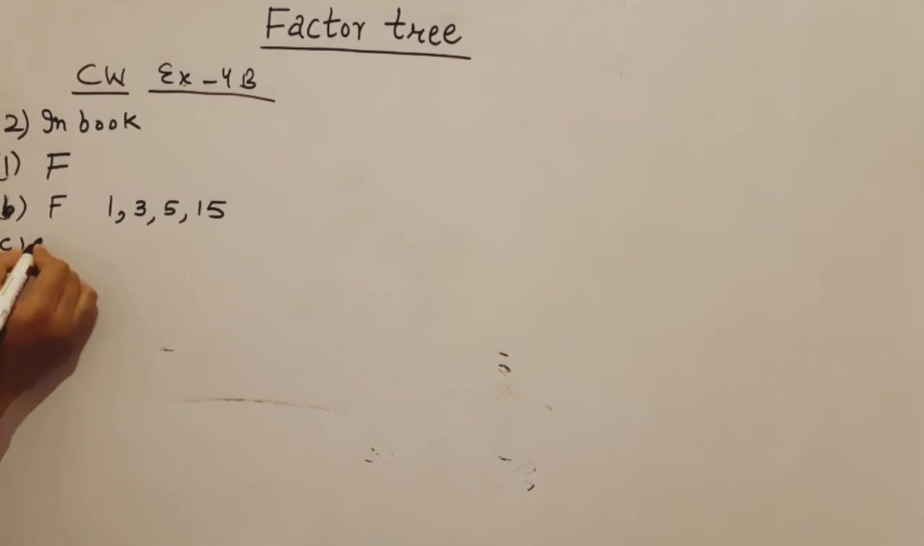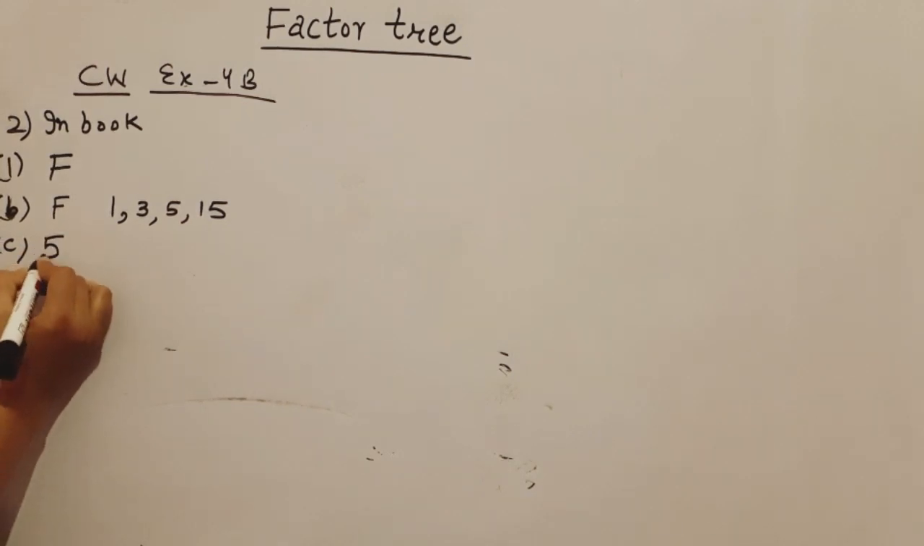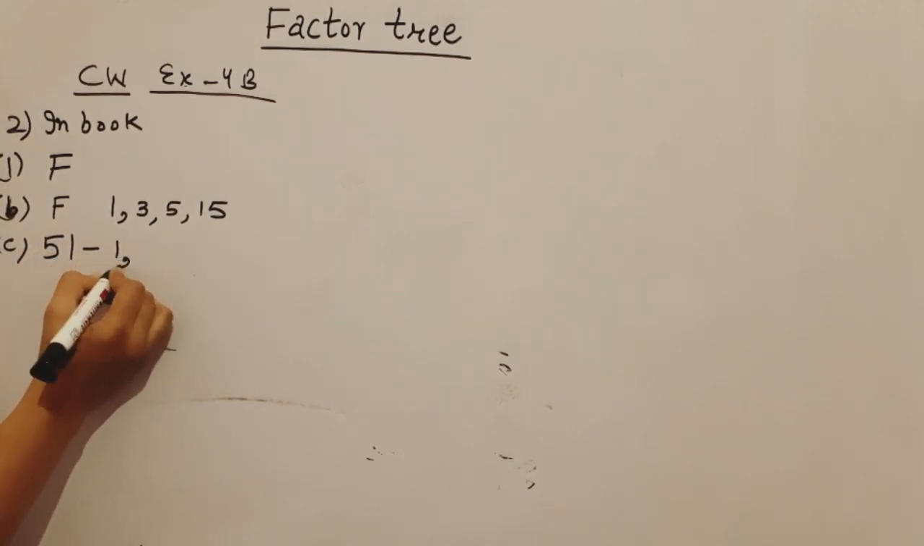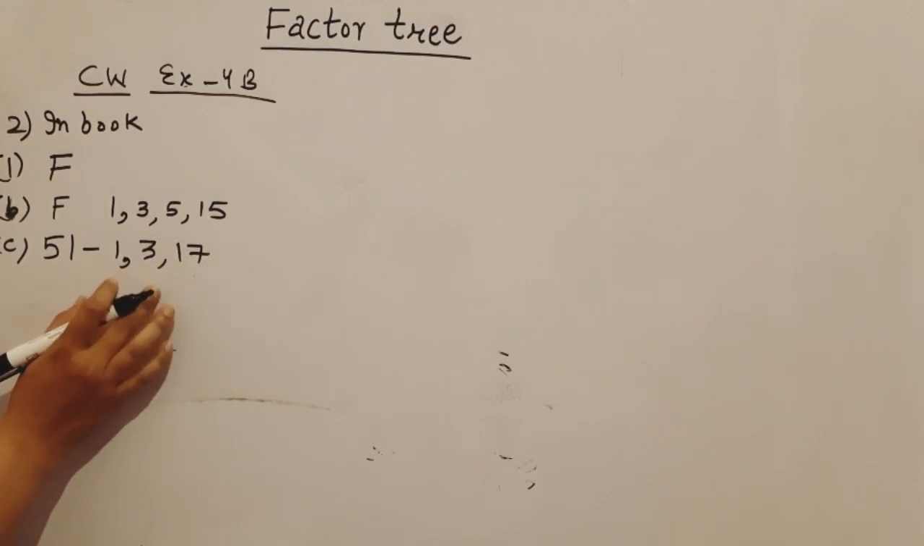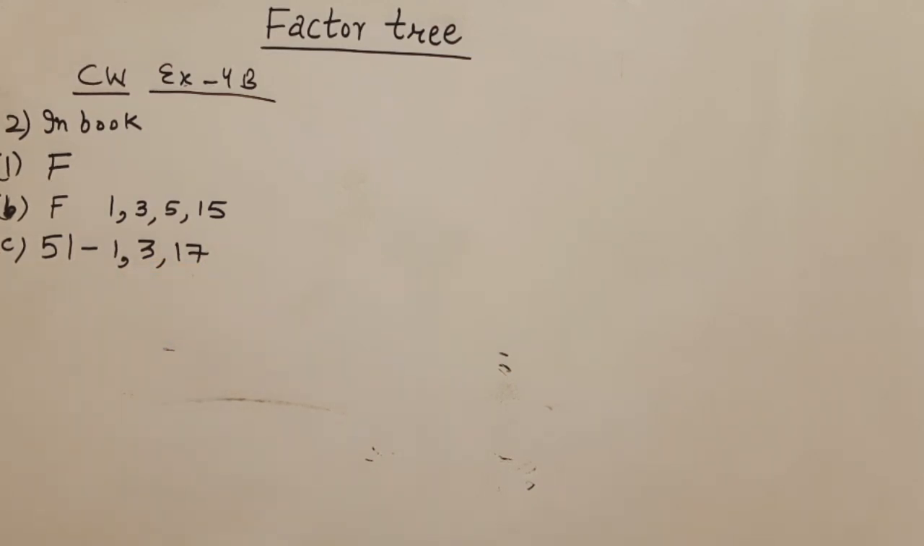Now C option. The C option says that 51 is a composite number. अब हम लोगों को ये चेक करना है कि 51 composite number है या नहीं. For that we will be writing the factors. So as you all can see that it is having more than 2 factors. That means 51 is a composite number. That means this statement is true.